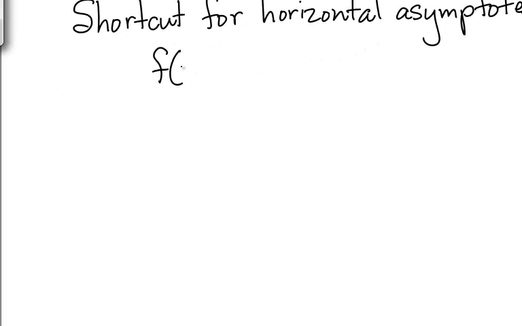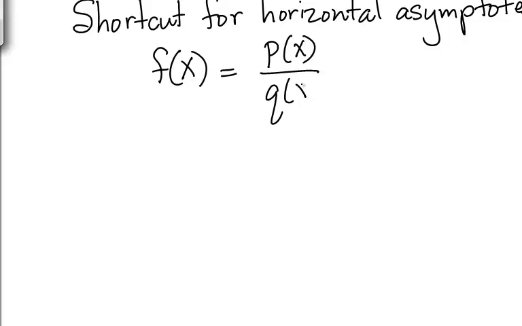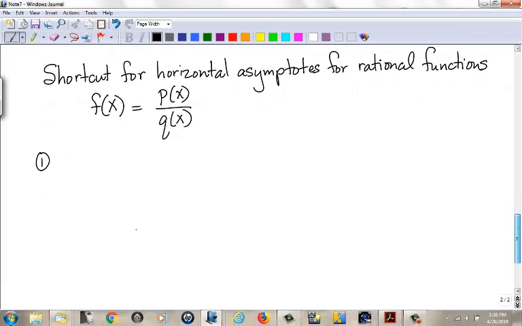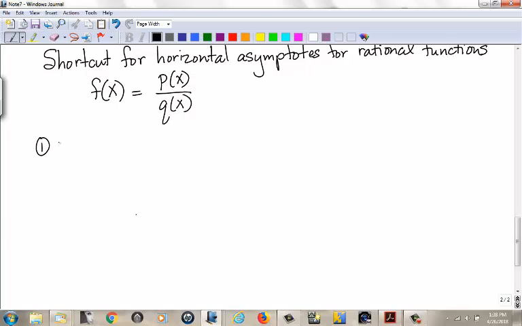Okay, if you have f of x equals, up in the numerator is p of x, down in the denominator is q of x. There are 3 parts to this shortcut. I'm going to give you the notes, and then I'll explain in the example.